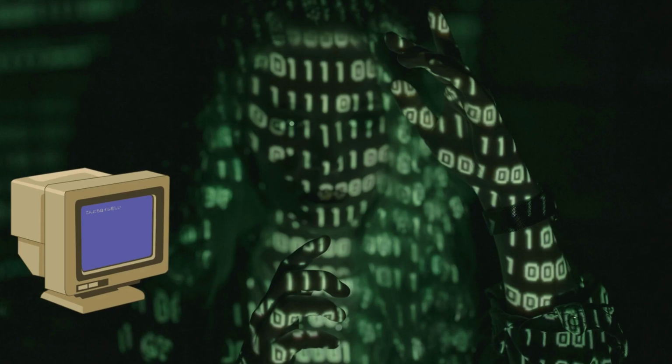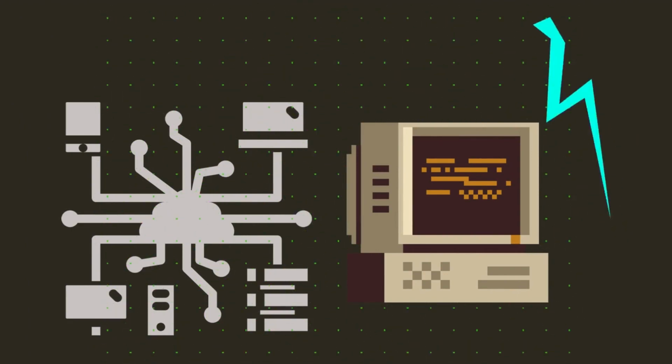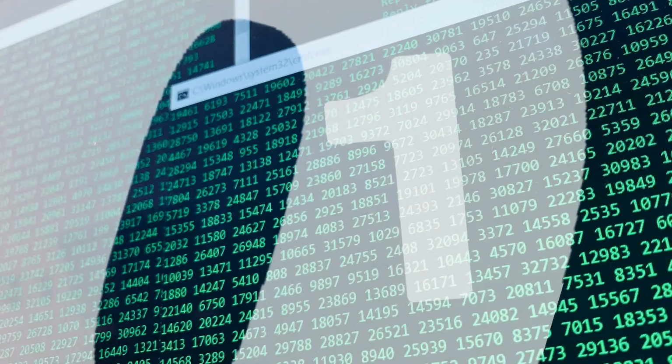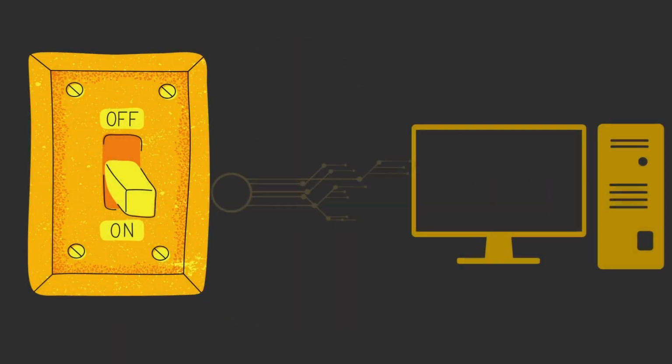Computers are binary creatures. They can recognize only two distinct electronic states of electrical charge. These states are identified as 0 and 1, or equivalently false and true, or off and on.